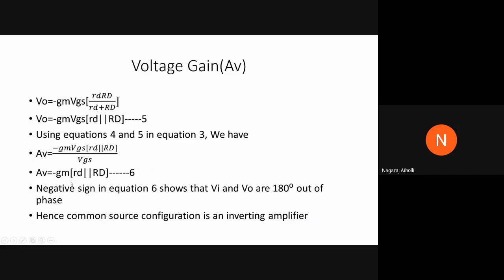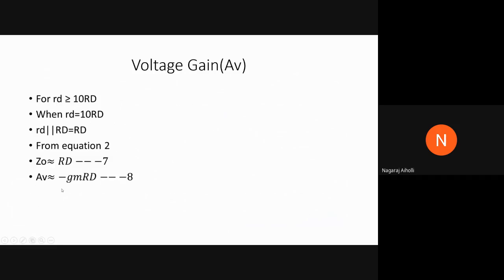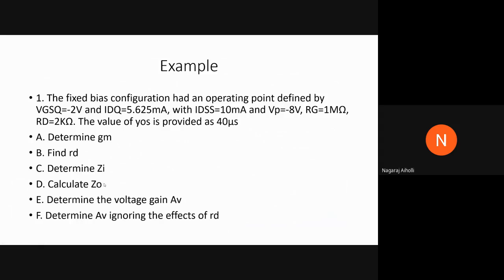AV is minus GM into small rd parallel capital RD. So the parallel combination of small rd and capital RD is again 10 times capital RD parallel with capital RD. So that comes out to the smaller value, that is capital RD, and hence AV is equal to minus GM into capital RD. Okay. Let us solve an example here.